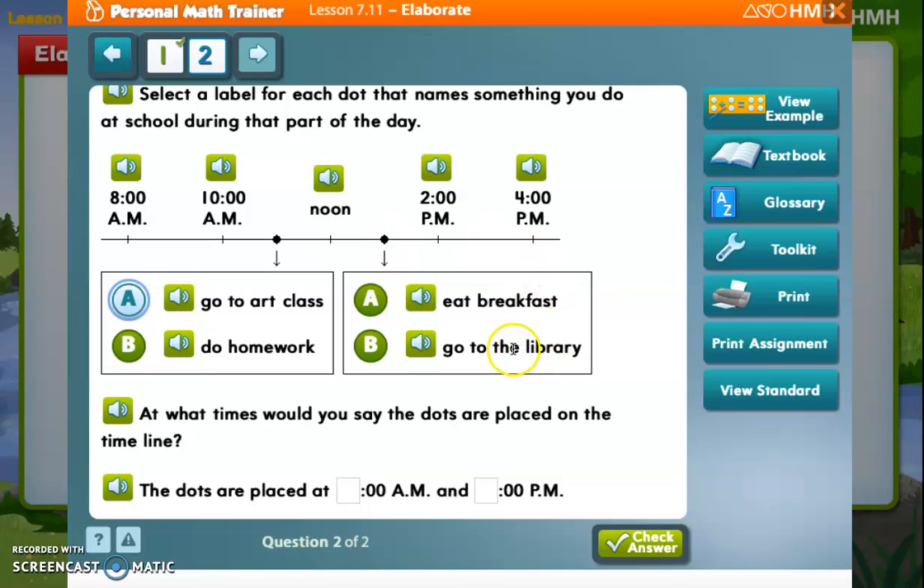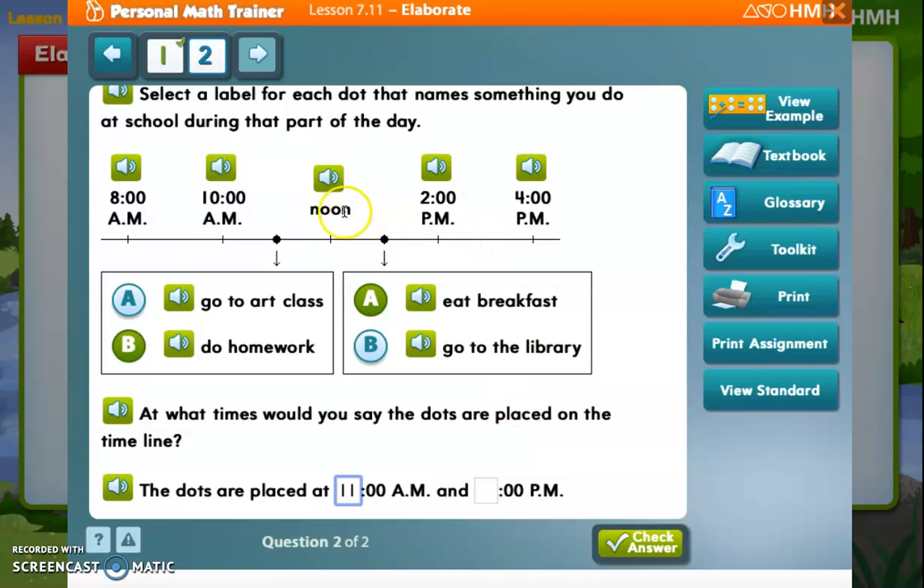Could you go to library? Yeah, it's definitely possible. The library schedule could be after lunch, right, for some people. So B is going to be our best option. So now it says, at what times would you say the dots are placed on the timeline? Well, let's see, this one's between 10 and 12 o'clock. So 10 a.m. and 12 p.m. So we can probably say that this dot right here is probably at 11 o'clock, right? 11 o'clock a.m. It's a little bit past 10 o'clock a.m., but it's before 12 p.m., right?